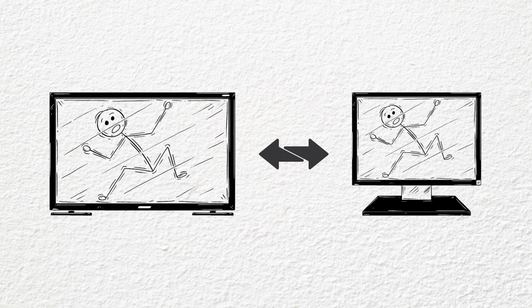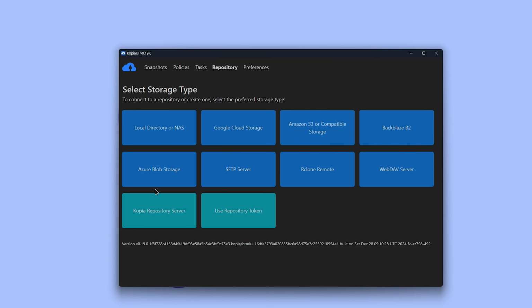After launching the program, you'll see this screen. Here we have snapshots, policies, tasks, repository, and preferences. We're going to check them one by one. First, when you open Kopia, it asks you to create a new repository. A repository is basically the location where you want to store your backups. You can choose between all these options to suit your preference. And in this video, I'm going to use a local directory.